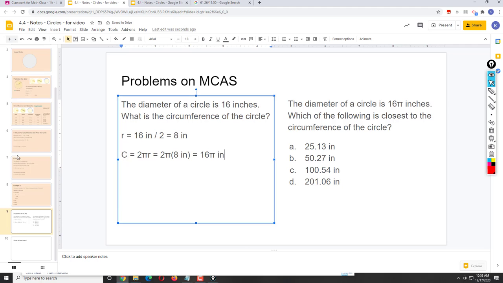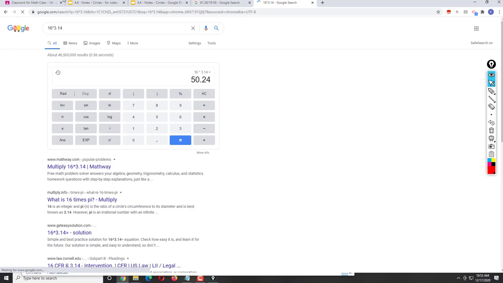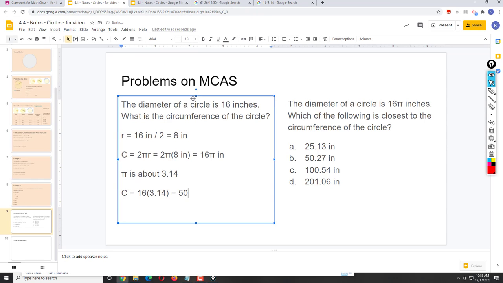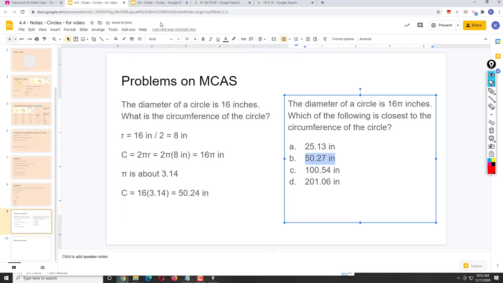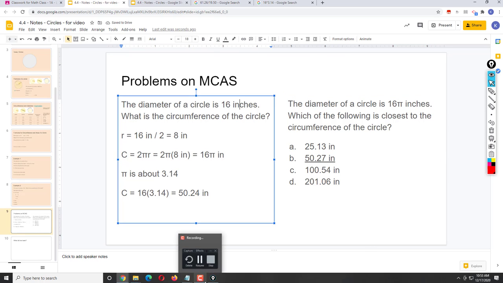Sometimes on the MCAS, you have to use the fact that pi is about 3.14 to figure that out. So C is 16 times 3.14. You can definitely use a calculator for this part. 16 times 3.14. So it's about 50.24 inches. And the closest one will be B. So that's why B is the answer. Okay. That's it.